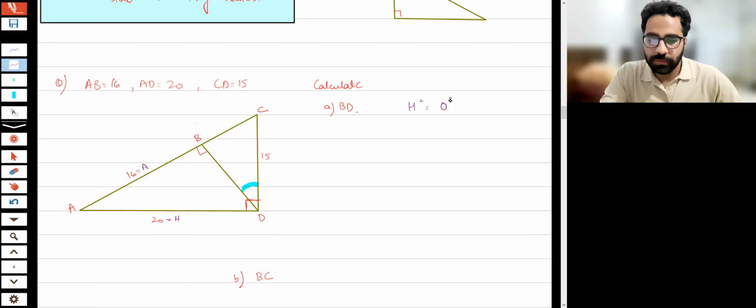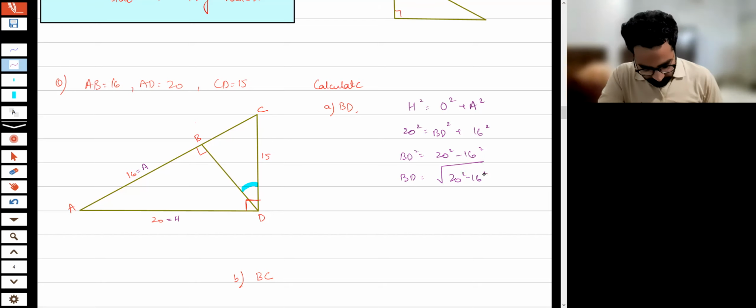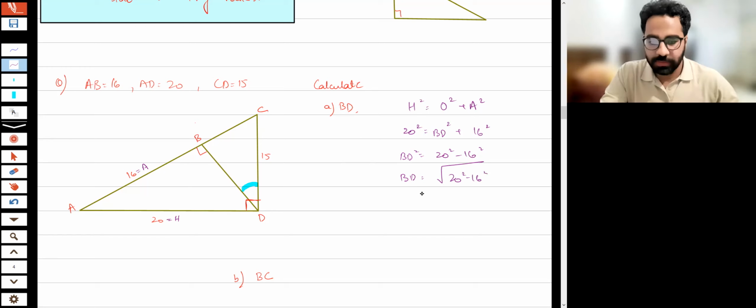Pythagoras theorem says h squared equals o squared plus a squared. So h is 20 squared, o is BD, and a would be 16 squared. To find the value of BD, I'll take this to the other side. I get BD squared equals 20 squared minus 16 squared, so BD is the square root of 20 squared minus 16 squared, which gives me 12. So the value is coming out as 12, and I can write it over here.